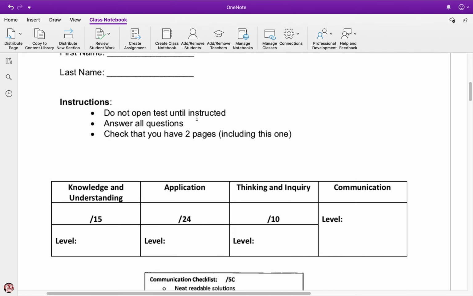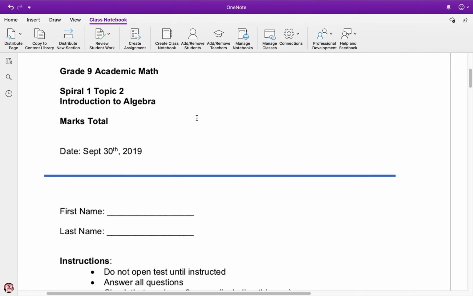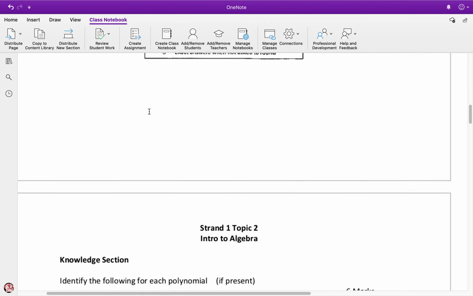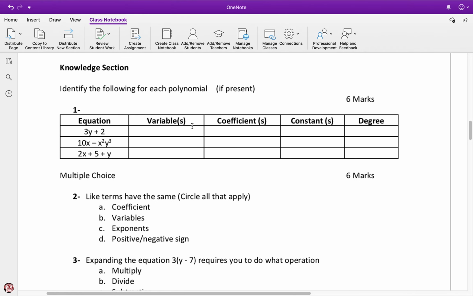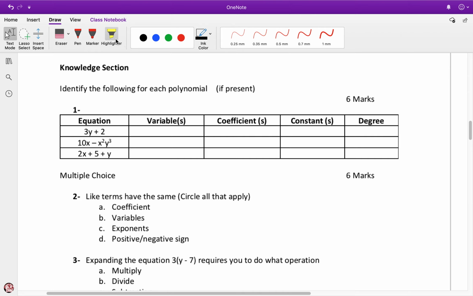Alright, so I'm going to go over the second spiral test here, the spiral test topic 1. I'll go over it with you for you to make corrections. So the first question is asking, here's the equation. What are the variables, coefficients, constants, degrees? So the variables are the letters. So therefore, here are my variables.